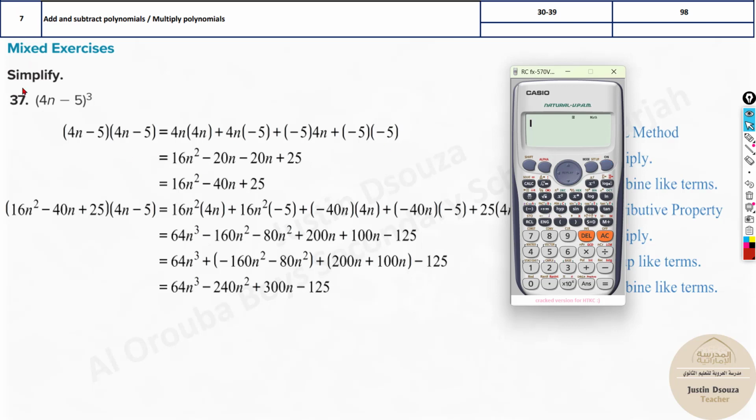Let us assume n, there's only 1 over here, n. Let's assume n to be 2. So, write in bracket 4 into 2 minus 5 the whole cube. What is the answer? 27. This also must be 27 if you substitute n as 2. Let's try. 64 times 2 cube, 2 to the power 3, minus 240 times 2 square plus 300 times 2 minus 125. What's the answer? It's 27. That's it. Only one option will give you the same answer, all the others won't.